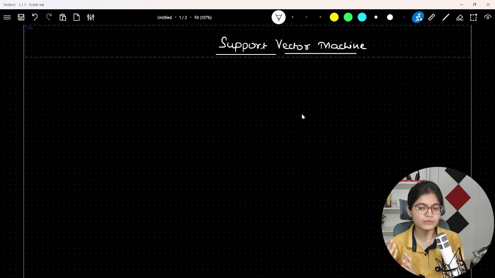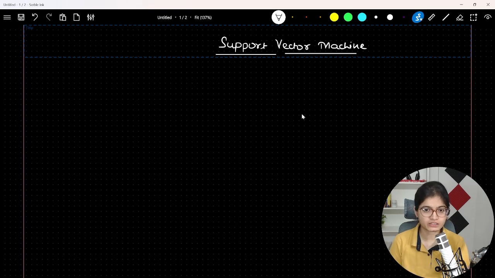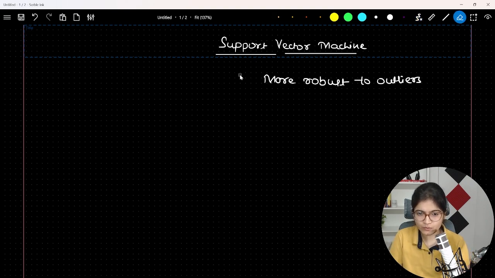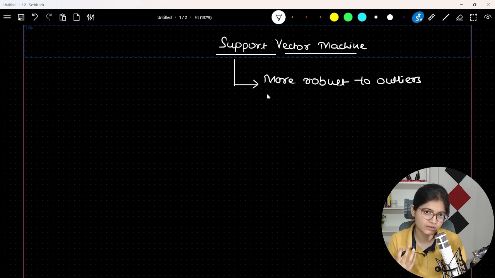Whenever we are talking about the support vector machine algorithm, you will observe that one of the most important beauties of this algorithm is that it is more robust to outliers. So if your data contains too many outliers, in that specific scenario, you can go with this kind of algorithm. In other words, the impact of the outliers will be very less when you're applying this SVM model on top of your data set.